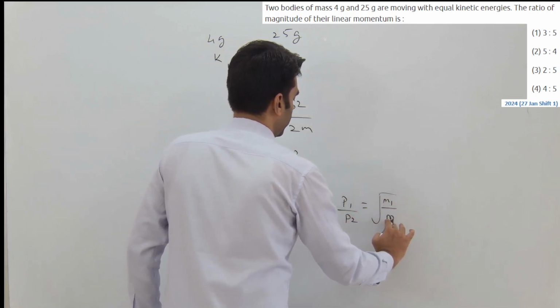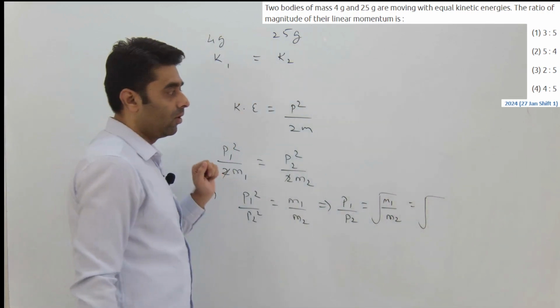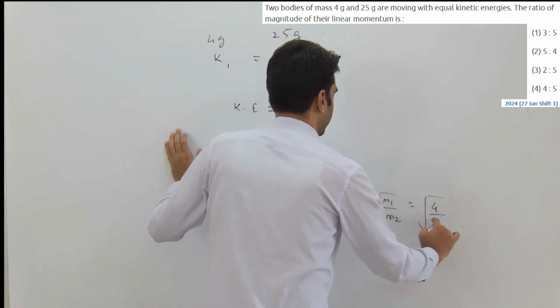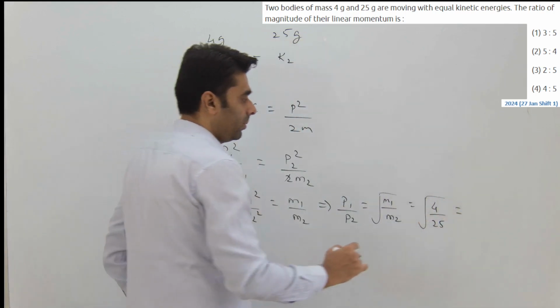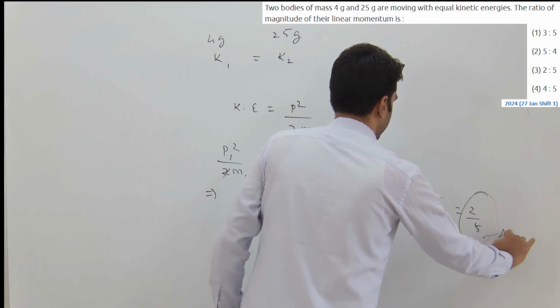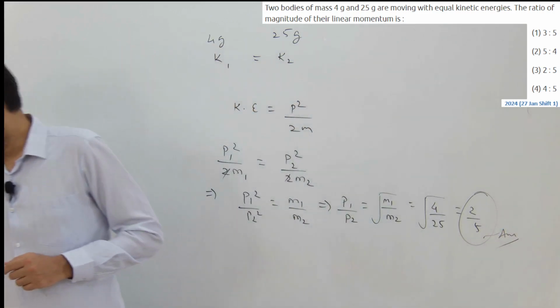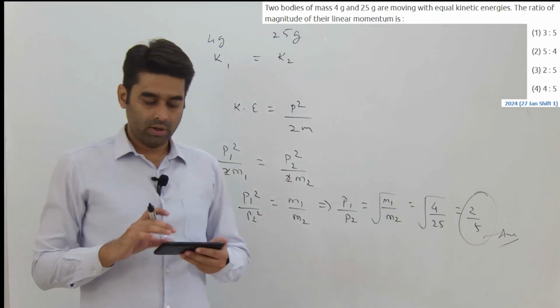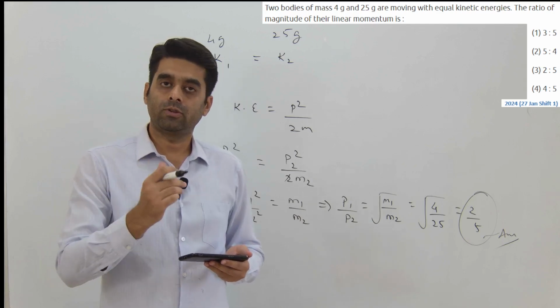Now finally I'll put in the masses, 4 by 25. Root over 4 by 25 will be 2 by 5. So 2 by 5 is our answer. Let us check the options. The option given is 2 by 5, so option number 3 is our correct answer. Let's look at the next question.